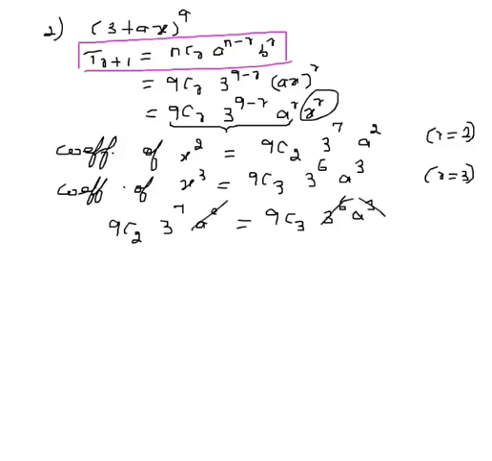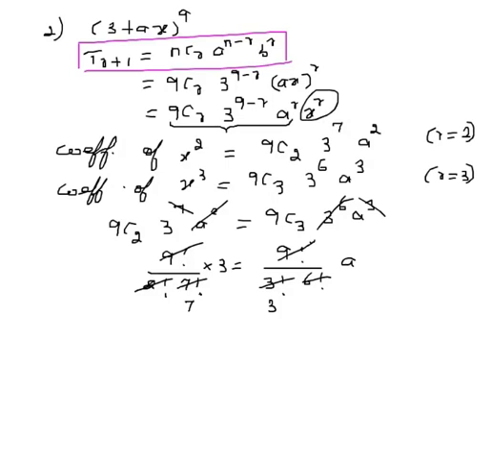Let us cancel a^2. Let us cancel 3^6. 9C2 is 9 factorial over 2 factorial times 7 factorial, 9 minus 2 is 7, times 3 is equal to 9 factorial divided by 3 factorial times (9-3), which is 6 factorial, and we have a. 9 factorial can be cancelled. And 6 factorial, if you cancel, you will have 7 here. Cancel 2 factorial, you will have 3 here. Therefore, a is 3 3s are 9, 9 over 7.